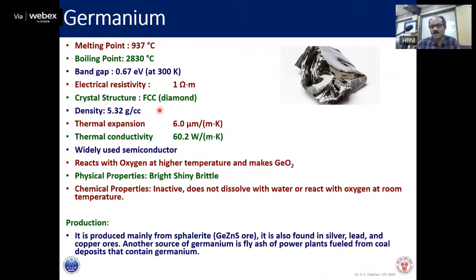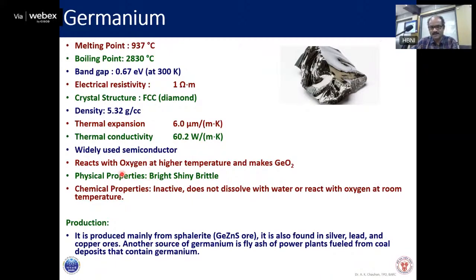The resistivity is about 1 ohm meter. The crystal structure is the same as silicon. It is FCC; in place of silicon, you just place germanium. The density is 5.3, slightly more than silicon. Thermal expansion is about 6 micrometer per meter kelvin, and thermal conductivity is 60.2 watt per meter K. It's a very widely used semiconductor.